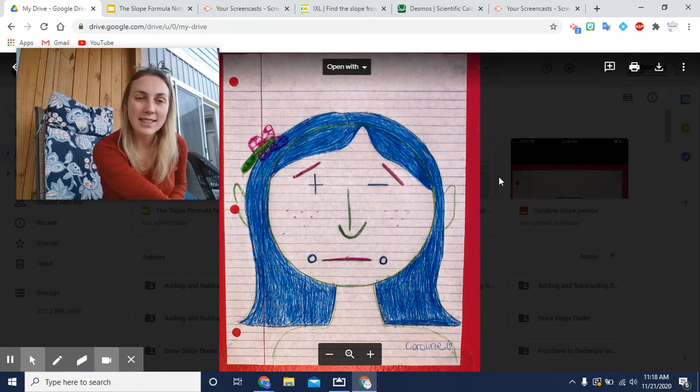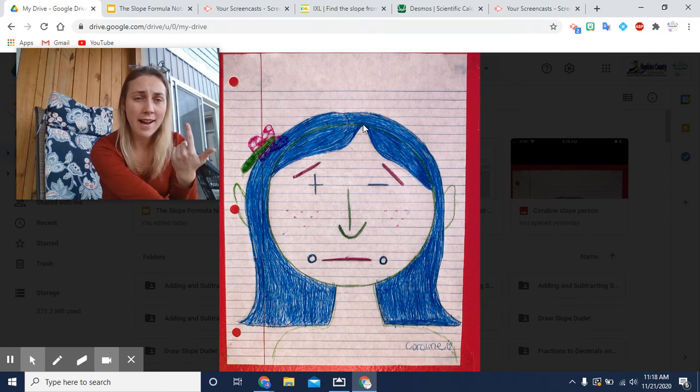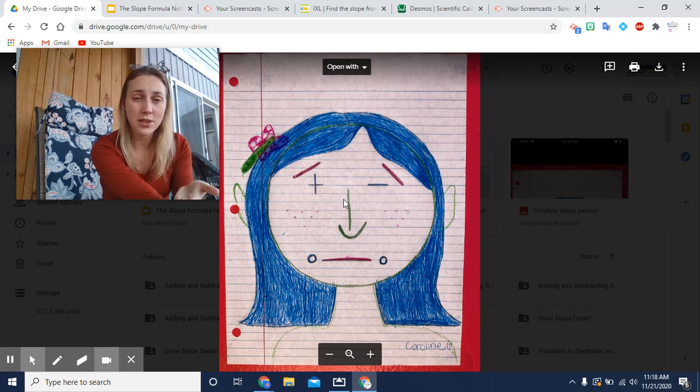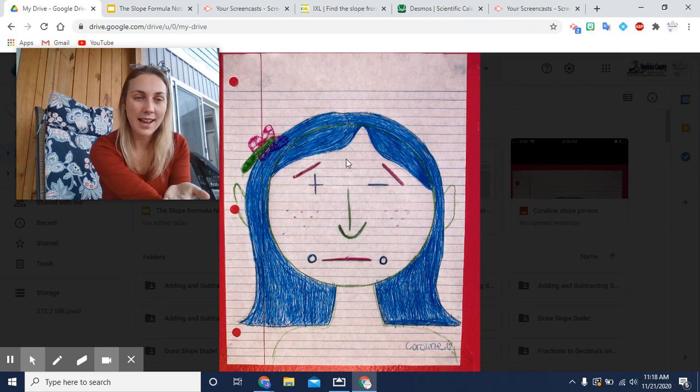I really like it because I would have never even thought about this. In Coraline, she has the button for eyes. She decided to incorporate slope person into her Coraline drawing because the button eyes are the plus sign. So I thought that was really cool. She did an excellent job, and I think that's awesome. She's also the first person to turn in, so way to be on time.